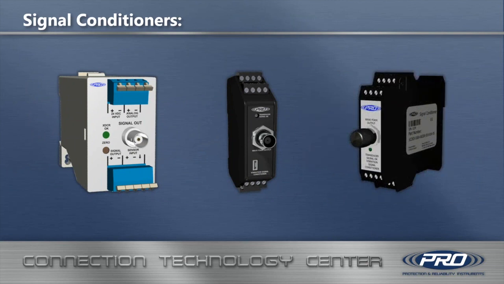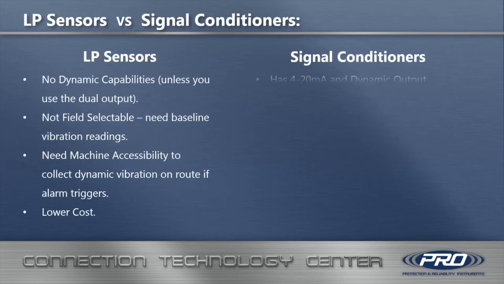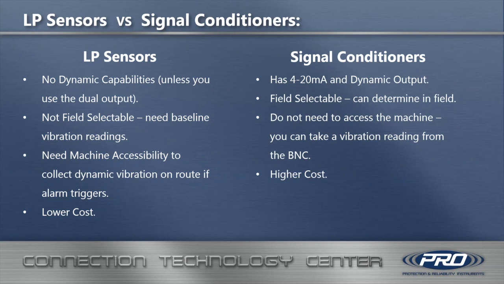So now we're going to go over signal conditioners and differences between signal conditioners and LP sensors. With LP sensors, you don't have any dynamic capability unless you use the LP 400 series with the dual output, whereas signal conditioners have both a 4 to 20 milliamp and dynamic output. Signal conditioners are also field selectable. You can configure them in the field, whereas LP sensors are not field selectable.